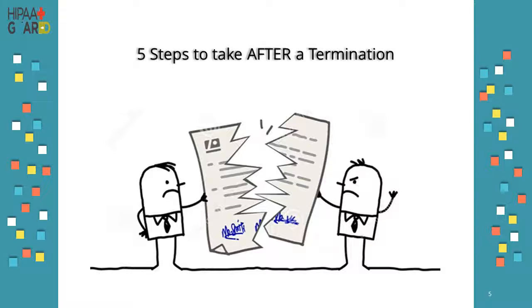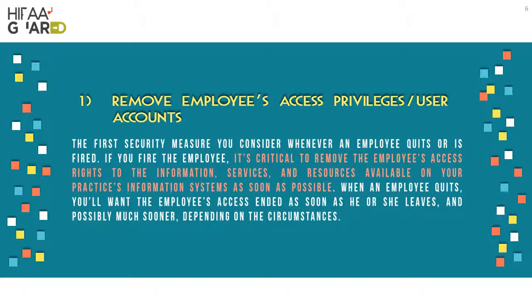There are many reasons that business associate agreements and contracts are terminated, and also employees are terminated. Here are 5 steps you need to take after a termination of such agreement. Number 1, remove employees' access privileges and user accounts.